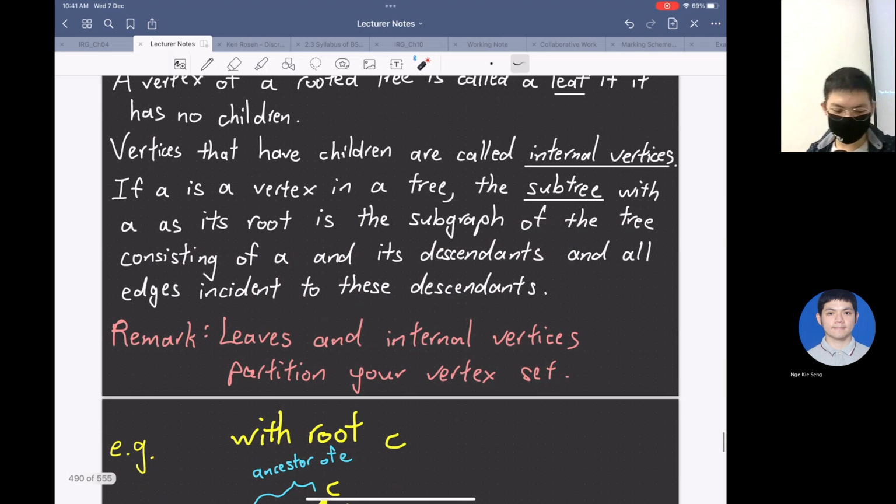Okay, next one is a subtree. So what is a subtree? First of all, it's a subgraph. And second of all, for a subtree with root A, you must contain all the descendants of A.